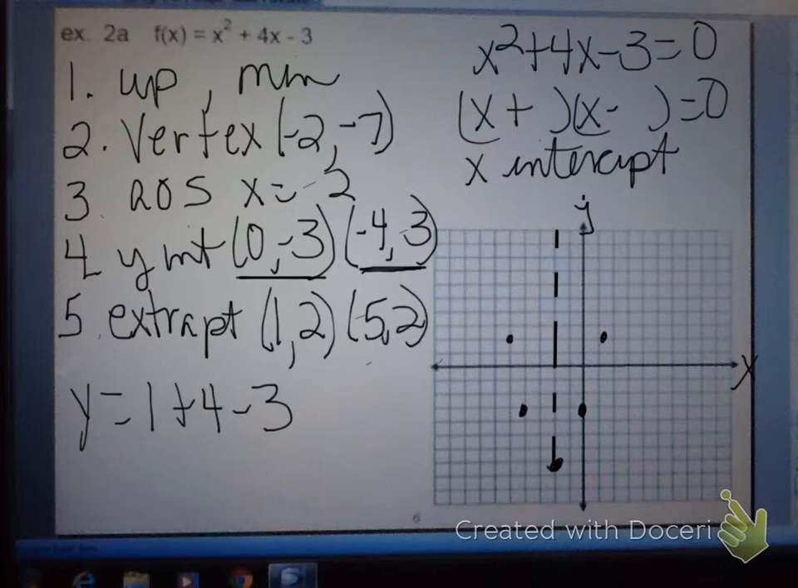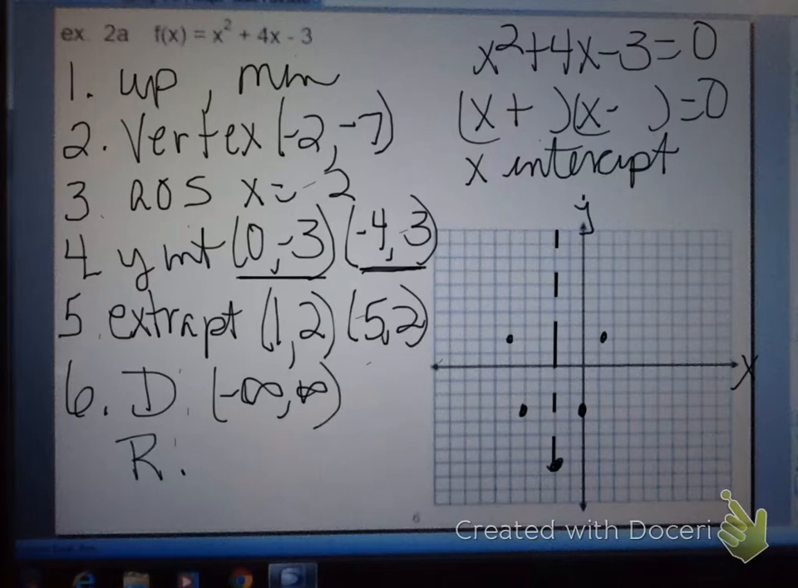So if you don't get an x-intercept, then you're just going to have to pick some point to plug in for x to find your extra points. You always need 5 points. Number 6, the domain is negative infinity to positive infinity. The range, oh, I forgot to make my curve.